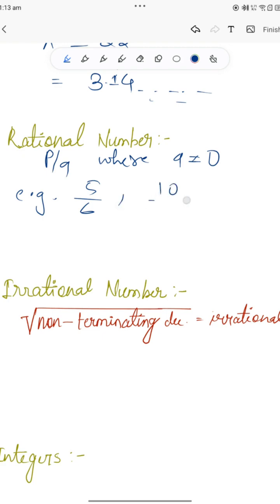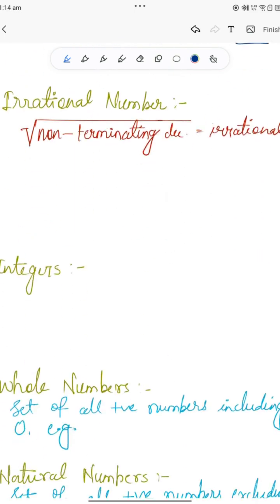सपोज मैं लिखता हूँ 10/2, so ये representable है in p by q form, so it is called a rational number. But 1/0 is not a rational number. Suppose when you are looking at this, q value is equal to 0, then it is not a rational number.